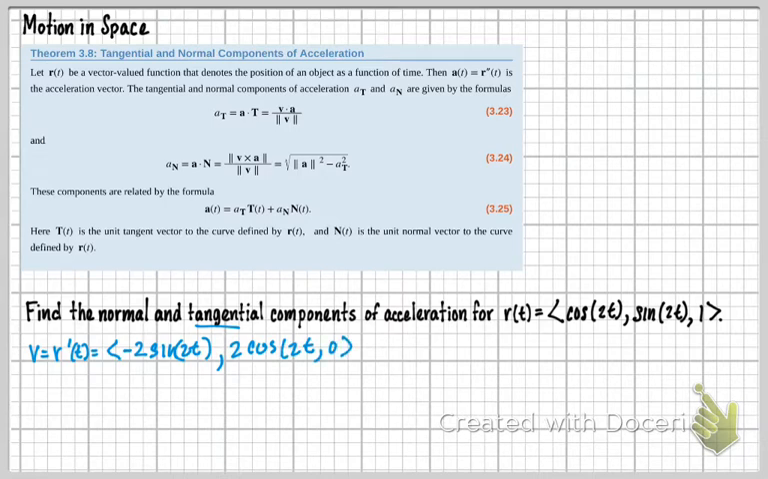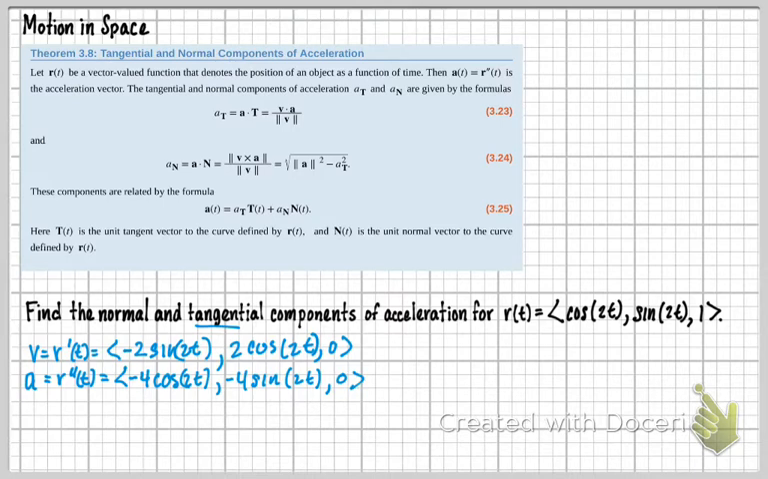And now we need a, which is actually r double prime of t. And that means I'm just going to take the derivative of this again. So then that's going to be negative 4 cosine 2t, comma, and this one here is going to be negative 4 sine 2t, comma, 0.